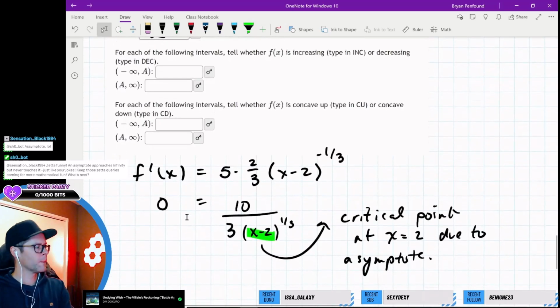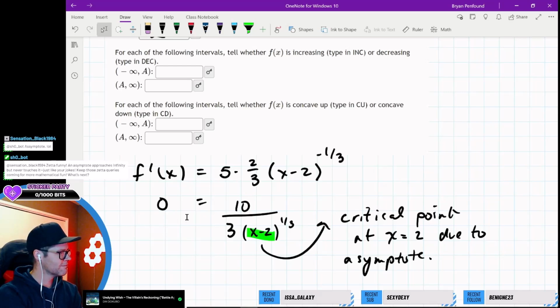An Okay. asymptote approaches infinity, but never touches it. Just like your jokes. Keep those Zeta queries coming for more mathematical fun. What's next?